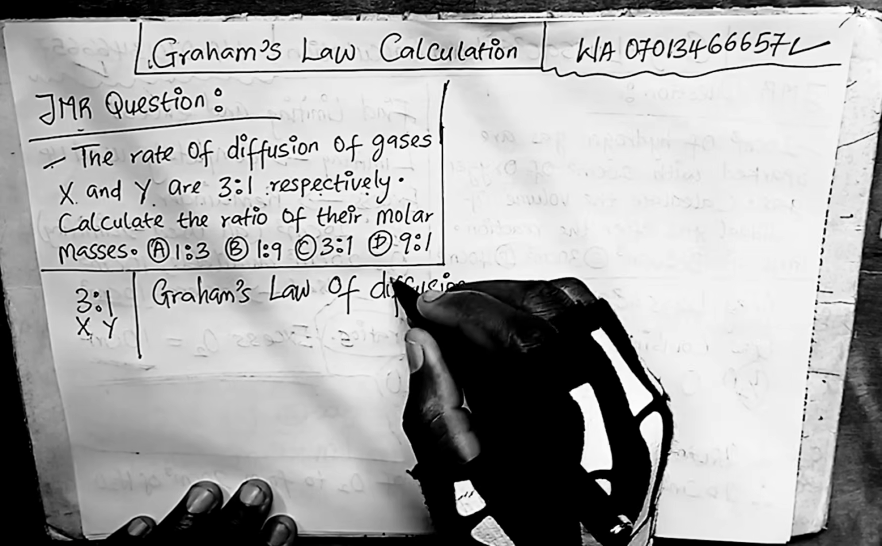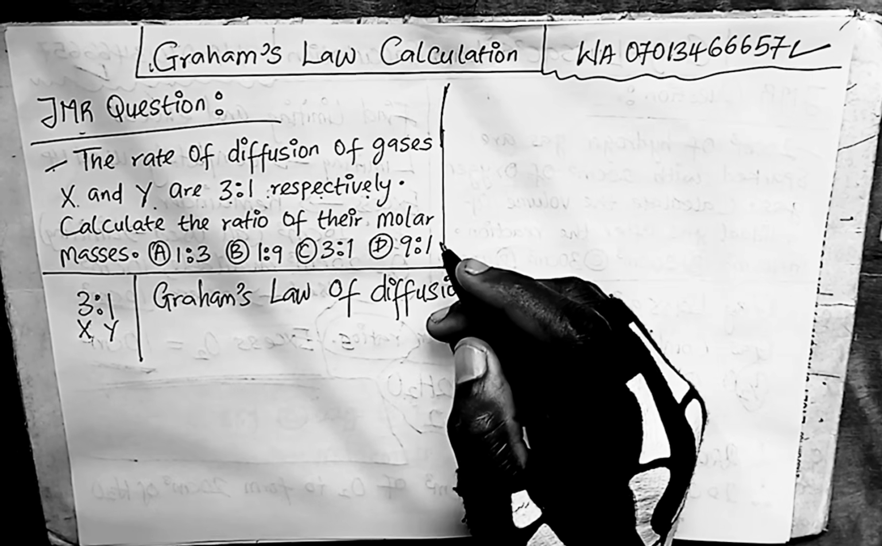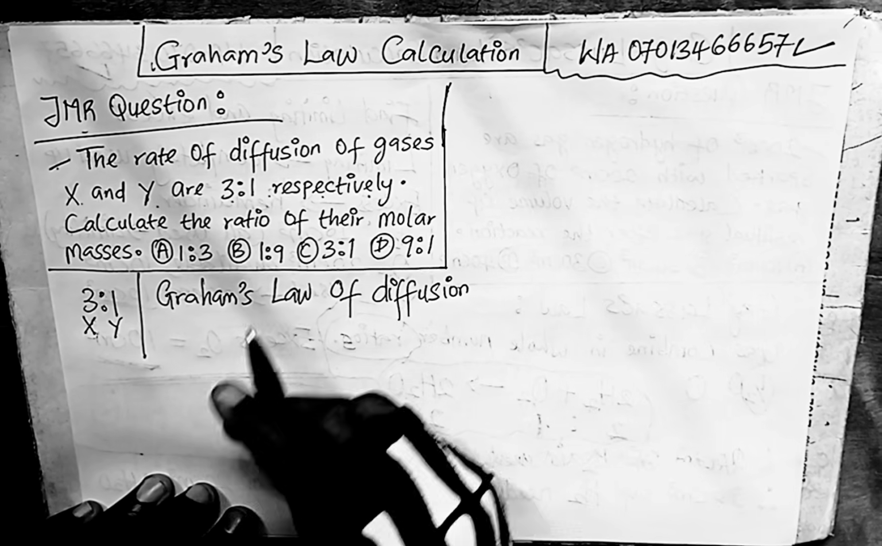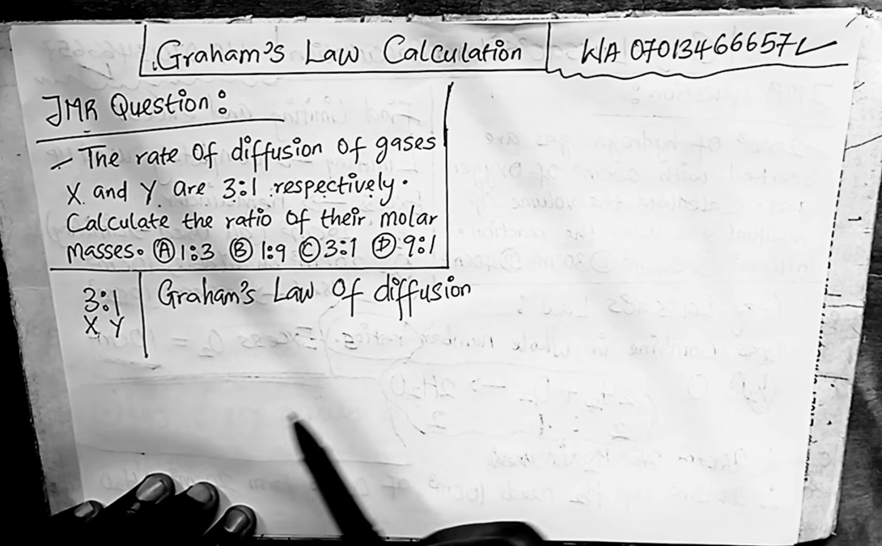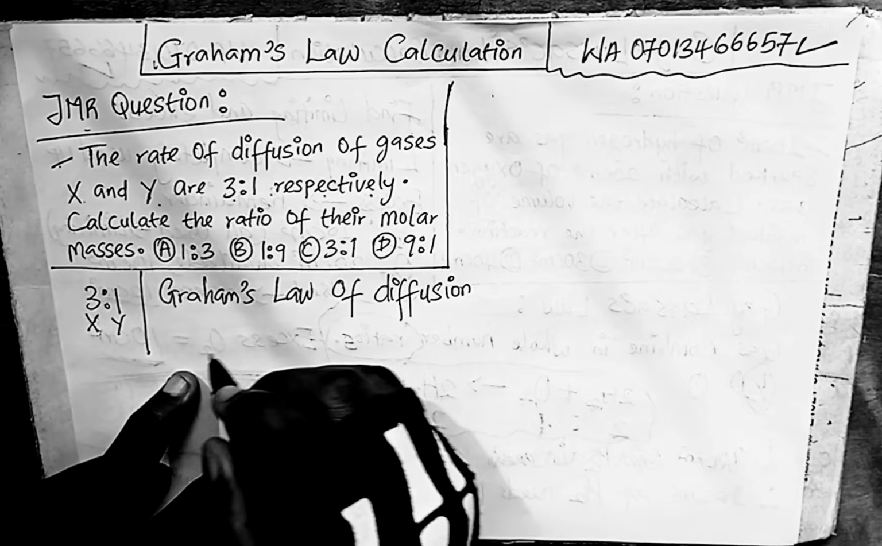You know the meaning of diffusion now? It is when gases, or particles, move from a region of higher concentration to a region of lower concentration. So Graham's law of diffusion says that the rate of diffusion of a gas is inversely proportional to the square root of its vapor density.